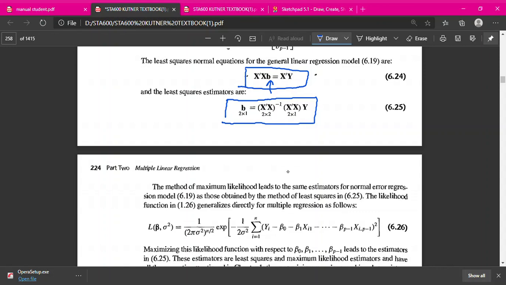Y. Oh sorry, salah ni. Sepatutnya apa kat sini? X transpose Y di sini. Okay, I potong. Sepatutnya X transpose Y. So, matrix ni, X transpose X inverse multiply dengan X transpose Y. X transpose Y ni adalah 2 by 1, 2 by 1 matrix. Okay.